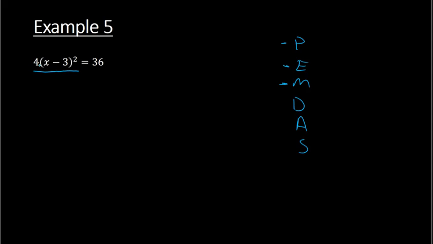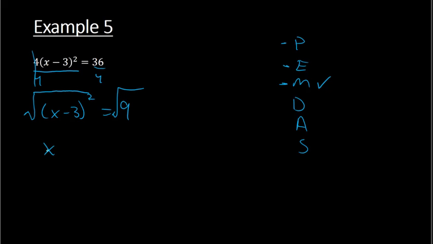So when I do that, I get rid of the 4 by dividing. So I divide both sides by 4. This would give me (x minus 3) squared, and then 36 divided by 4 is 9. So multiplication is done. Now we have the exponent. So at this point, I can get rid of the perfect square by taking the square root of both sides. On the left side, the square and the square root undo each other. I'm left with x minus 3.